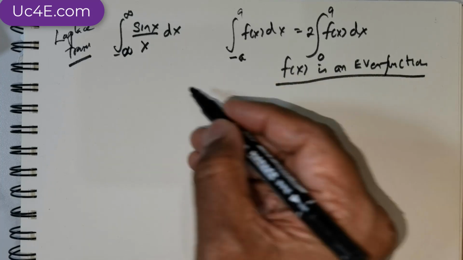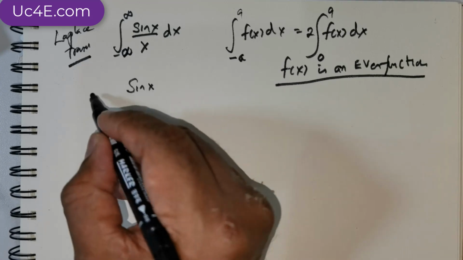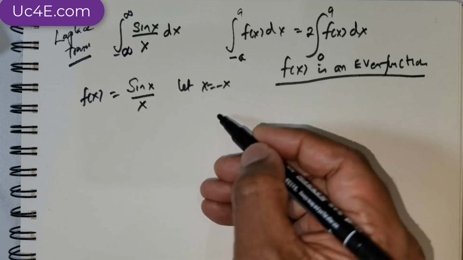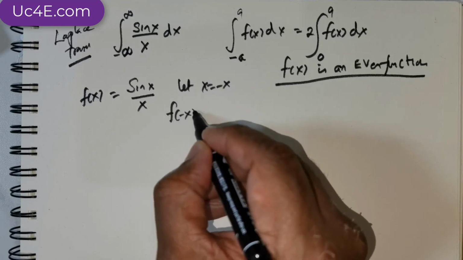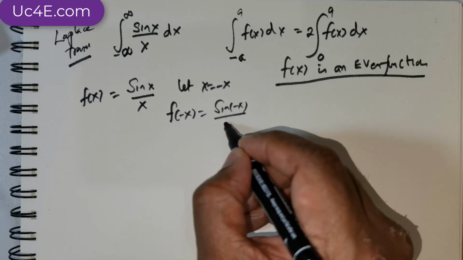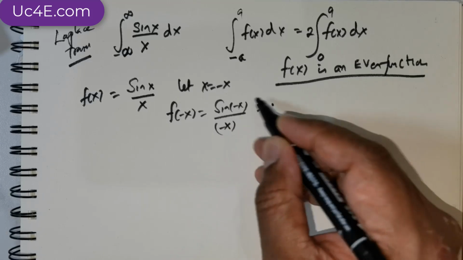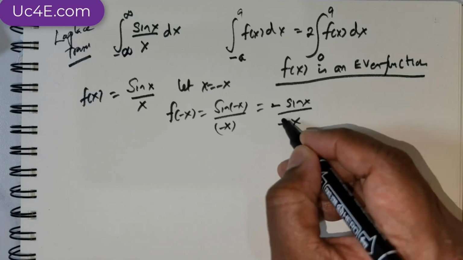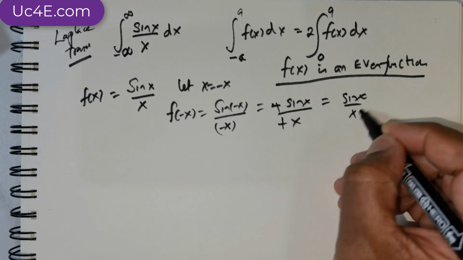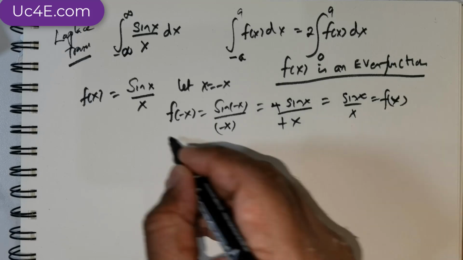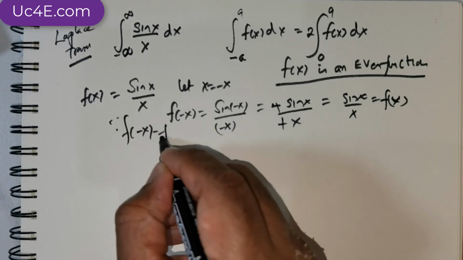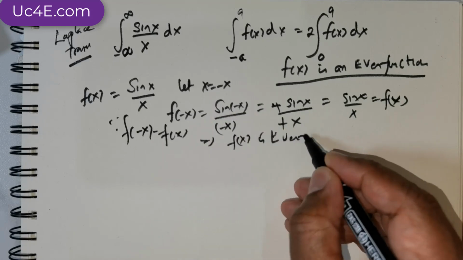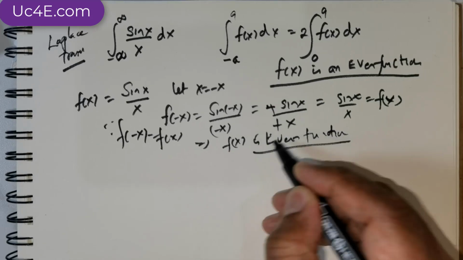And in this case, just consider sine of x. Let me take f of x to be equal to sine of x divided by x. Now let me replace x with negative x, so that is a check. That would mean f of negative x is equal to sine of negative x divided by negative x. And since sine x is an odd function, this is going to be negative sine of x divided by negative x. So negative will become positive, giving me sine x over x, which is nothing but f of x. Now since f of negative x gives us f of x, this implies the given function f of x is an even function.